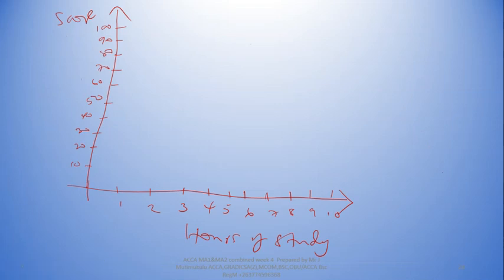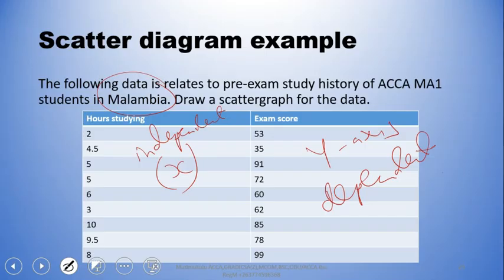So 2 hours and there was a 53 here, 2 and 53. You can see this is where you get the point for these two variables. And then we also had 4.5 hours scoring 35.